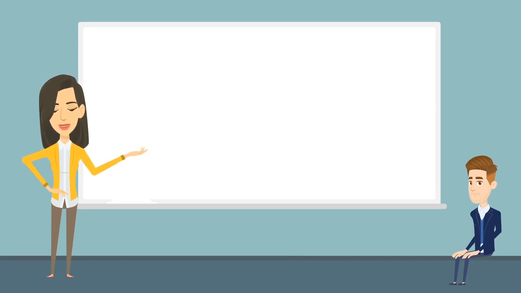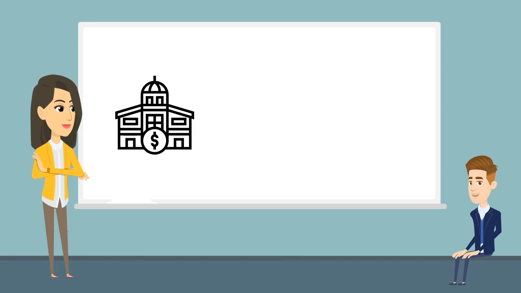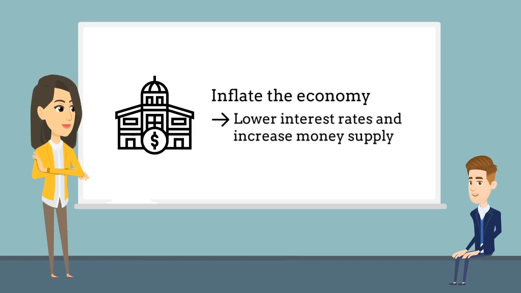Moving on to the equation. MV equals PT equals nominal GDP, which means that money supply multiplied by velocity equals price multiplied by transactions equals nominal GDP. Usually, if the central bank wants to inflate the economy, all they need to do is lower interest rates and increase money supply. Same concept applies to deflating the economy too, they raise interest rates.